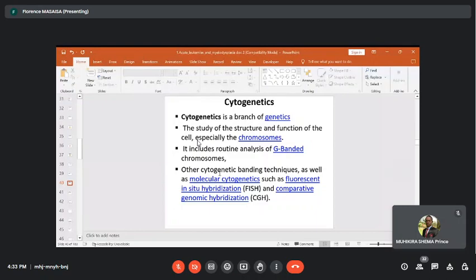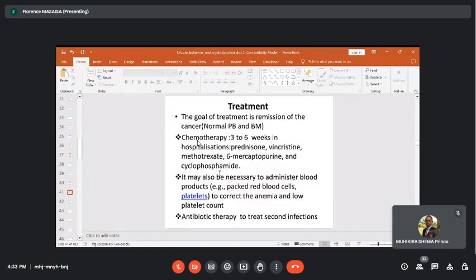When you go to cytogenetics, it is the branch of genetics which gives you the structure of specific chromosomes. You may use G bands, or FISH, or comparative genomic hybridization. The purpose is just to see if there are any chromosome abnormalities, because some chromosome abnormalities predict poor prognosis or orient you to the treatment options.